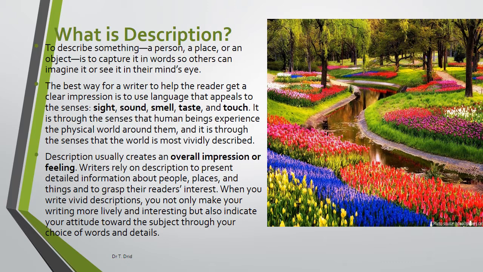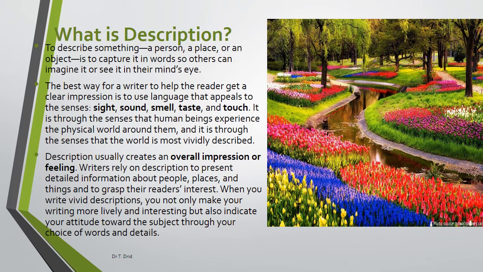The best way for a writer to help the reader get a clear impression is to use language that appeals to the senses: sight or vision, sound or hearing, smell and taste, and even touch. The senses are important in the description. It is through the senses that human beings experience the physical world around them, and it is through the senses that the world is most vividly described. Through descriptions, the writer can make the reader see what he has seen, hear what he has heard, smell what he has smelt, taste what he has tasted, and touch what he has touched.